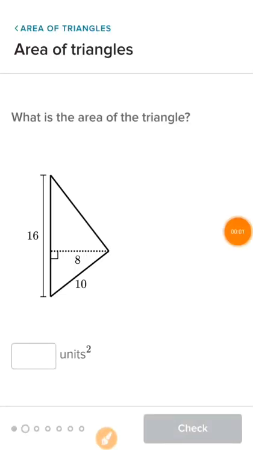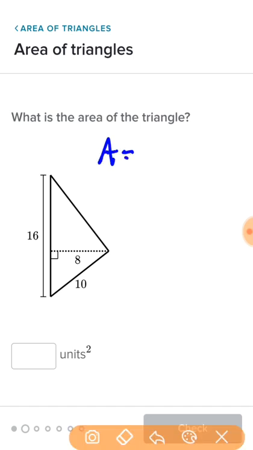Let's find the area of some triangles. So the formula to find the area of a triangle is always the same no matter what orientation or shape the triangle is in. And the formula is the area is 1/2 of the base times the height. The B stands for base and the H stands for height. That means that you need to identify the base and the height.